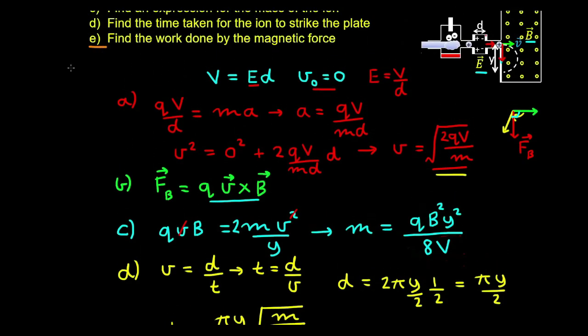And in part E, we're asked to find the work done by the magnetic force. So the magnetic force only causes a change in direction of the ion and doesn't change its speed. So therefore the work done by the magnetic force is 0.